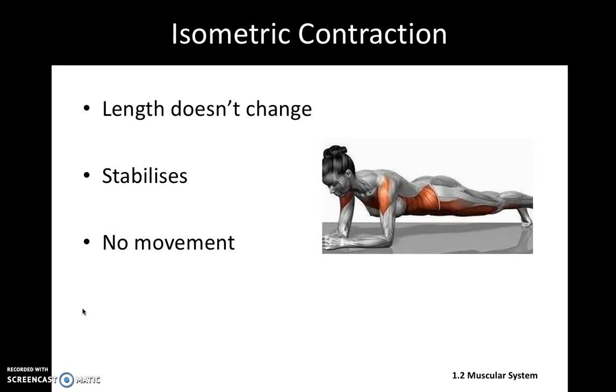Isometric contractions involve the muscle not changing in length at all while still producing a large amount of force. Typically, isometric contractions are used to sustain posture, although a more obvious example of an isometric contraction would be the plank. The abdominal muscles are contracting in order to stabilize the body, however no movement is occurring and the muscles are neither lengthening or shortening.